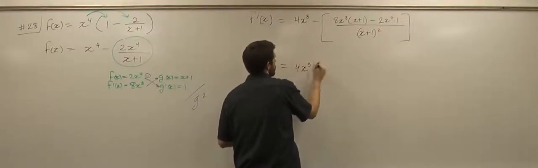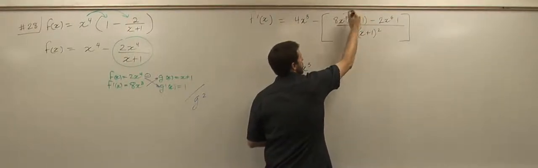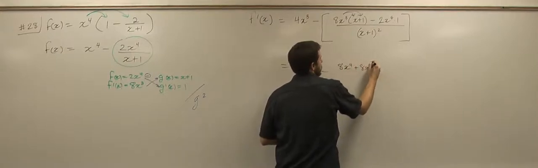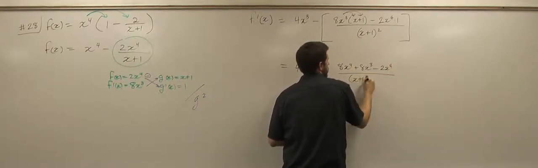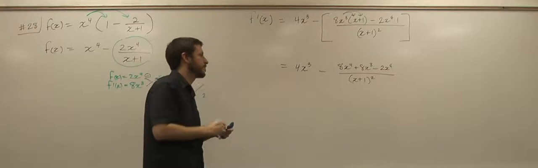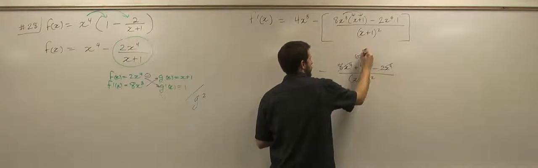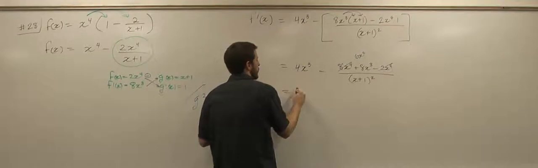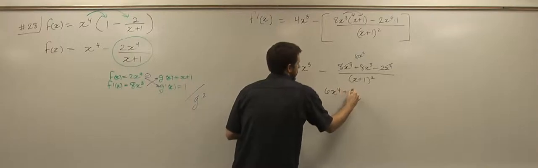So 4x cubed minus this entire fraction. Let me clean this up a little bit. This will be 8x to the fourth on top, plus 8x cubed, minus 2x to the fourth, over x plus 1 squared. Yeah, these guys will combine to give me 6x to the fourth, because I have 8 of them and 2 of them. So 4x cubed minus 6x to the fourth plus 8x cubed all over x plus 1 squared.